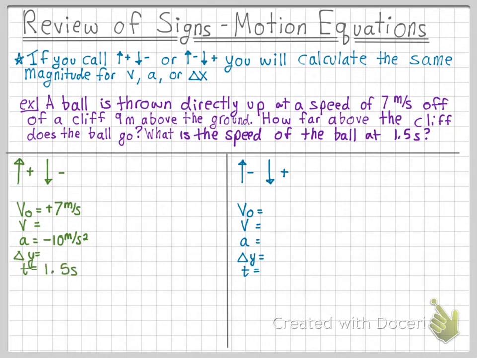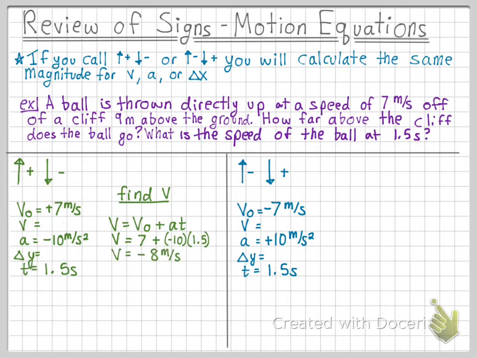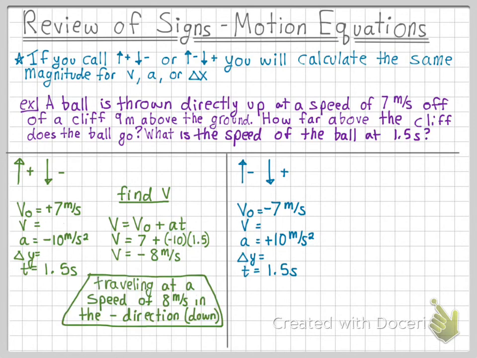Now on the other side, we say that the initial velocity is up, which is in the negative direction, so we have an initial velocity of negative 7 meters per second. Our acceleration is down, so we have an acceleration of 10 meters per second squared, and a time of 1.5 seconds. Now we're looking for this final velocity, and we can find that using our v equals v naught plus a times t equation. So when we plug in our variables, we get a velocity of negative 8 meters per second at the time 1.5 seconds. All right. So this means that it's traveling at a speed of 8 meters per second in the negative direction, which is on the way down.